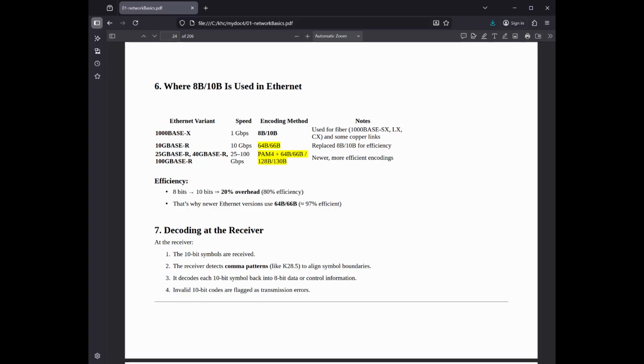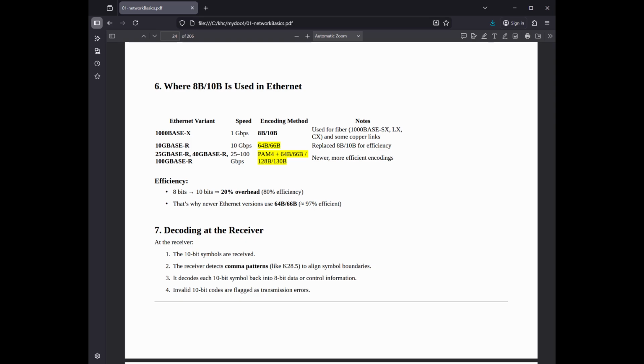The receiver also tracks the running disparity, RD. It uses the first bit of each incoming 10-bit symbol to check the cumulative disparity. This confirms that the encoder on the other end maintained DC balance correctly and helps validate the integrity of the received data. 4. 10B to 8B conversion, decoding. Each aligned 10-bit symbol is passed to the decoder.